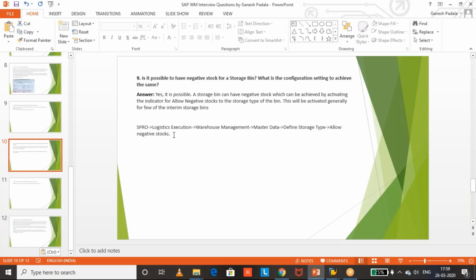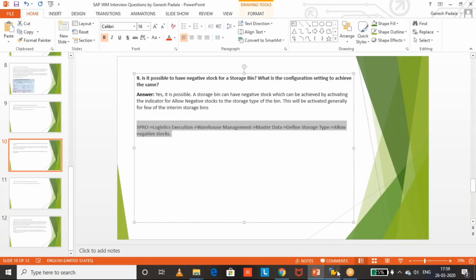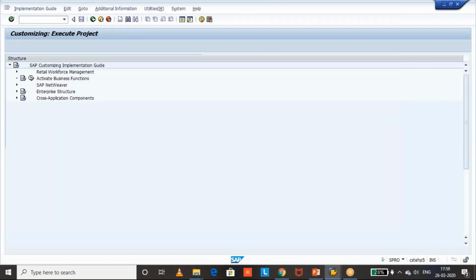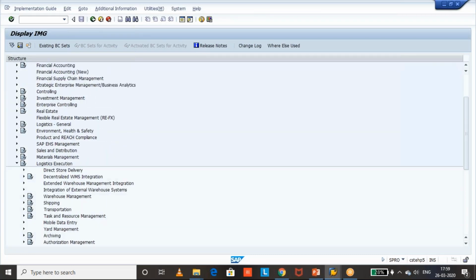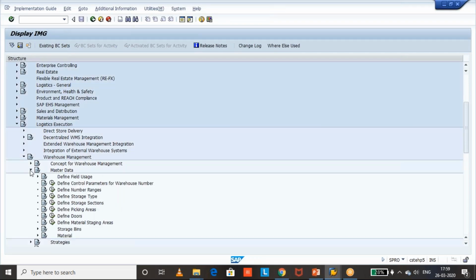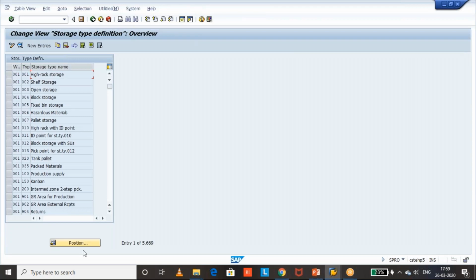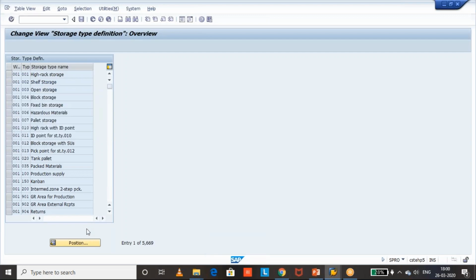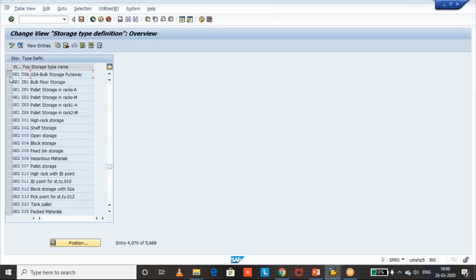Let us see the configuration. Here I mention the configuration where we can maintain the negative stock: transaction SPRO, reference IMG, then Logistics Execution, then Warehouse Management, Master Data, Define Storage Type. Now the warehouse, and the storage type is, you can take any storage type. Okay, this is the physical storage type.